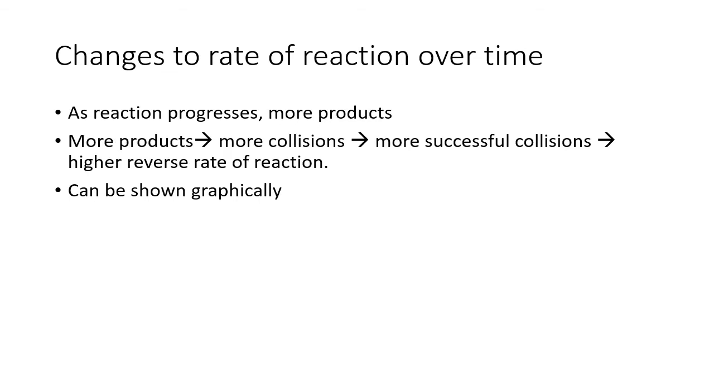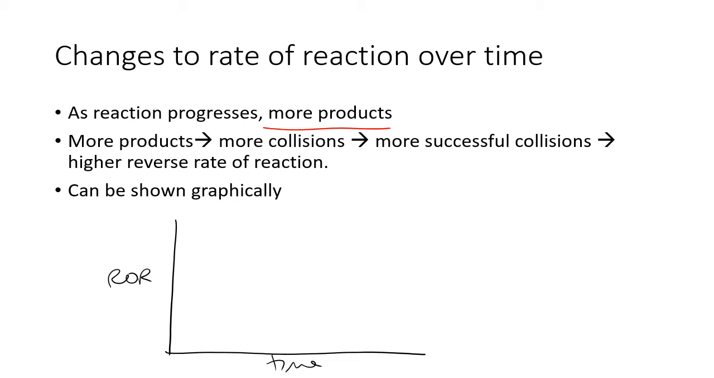Conversely, as the reaction progresses, there are more products. More products means more collisions, which means more successful collisions, which means that there's going to be a higher rate of reaction for the reverse reaction. And if you were to show that graphically, with rate of reaction and time, you would see that would go up. Okay?